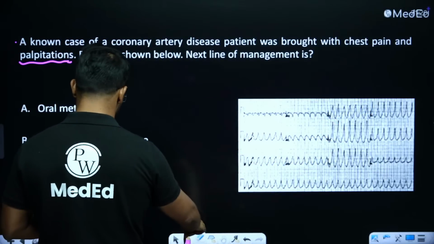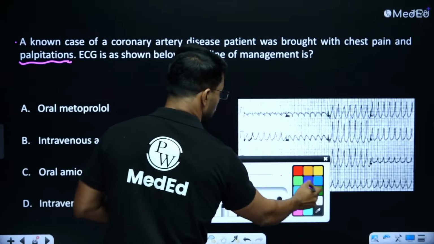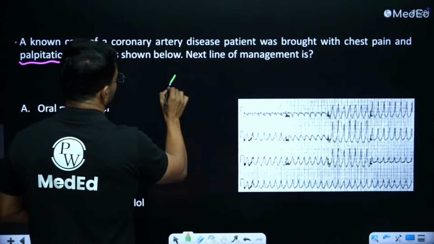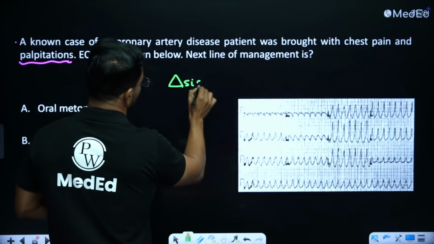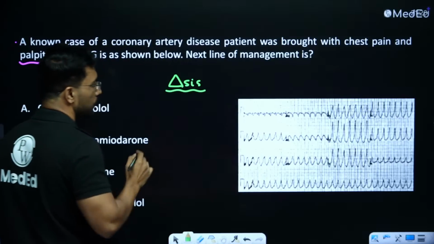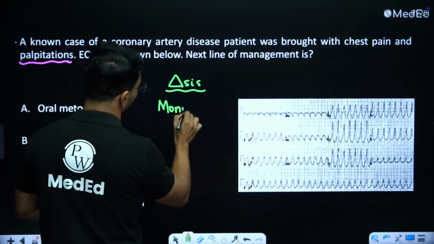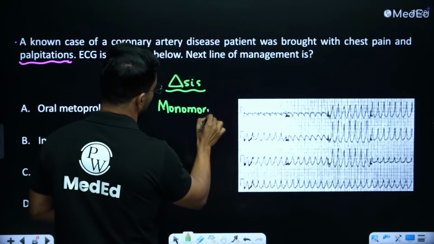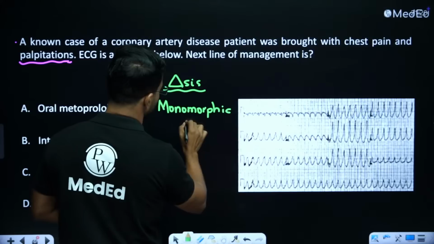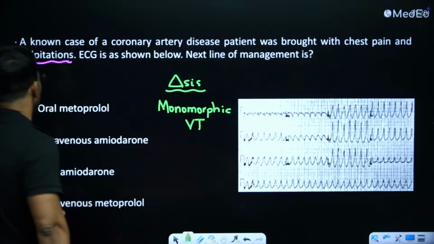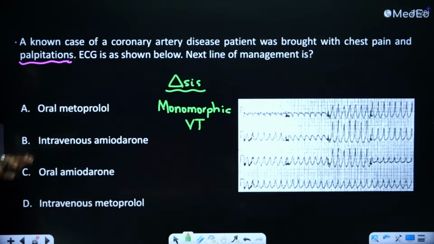I am dealing with a wide complex tachyarrhythmia with similar morphology of the QRS in the given lead. So it is most likely monomorphic ventricular tachycardia, right? It is a monomorphic VT. So what should be the next line of management?